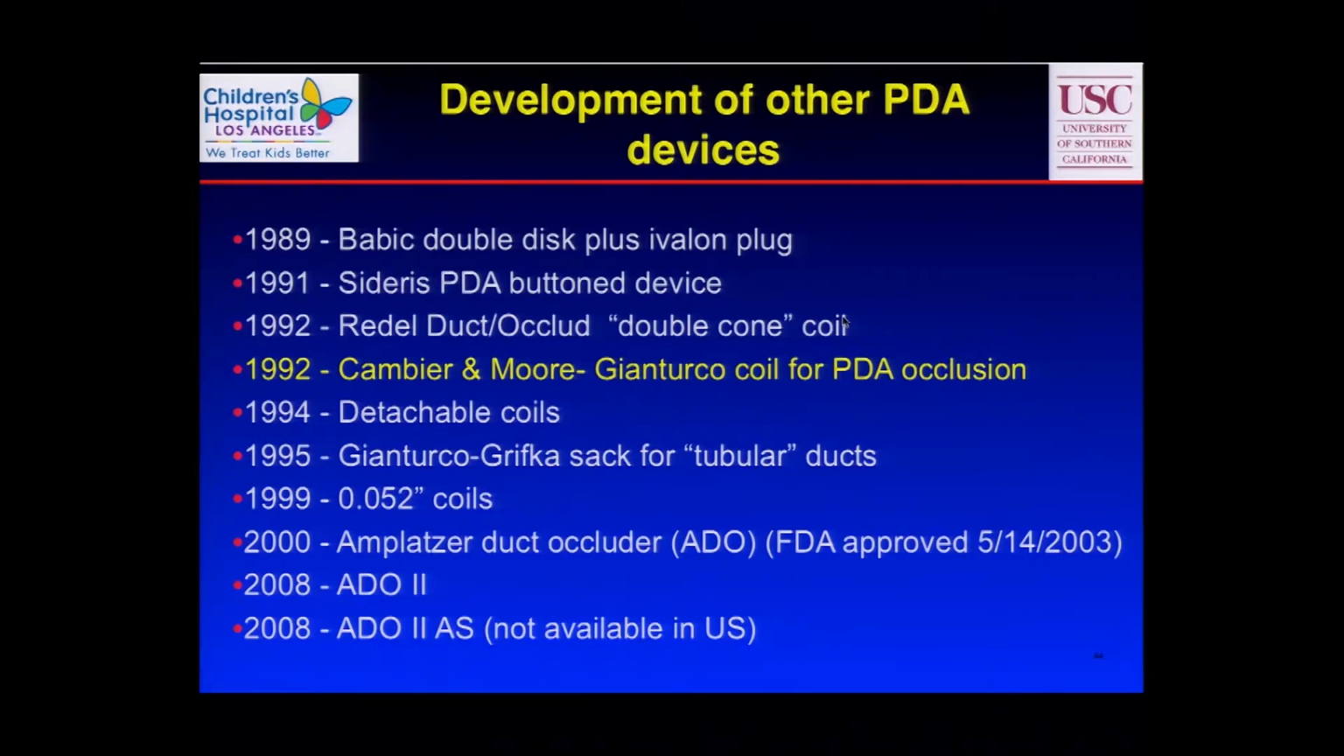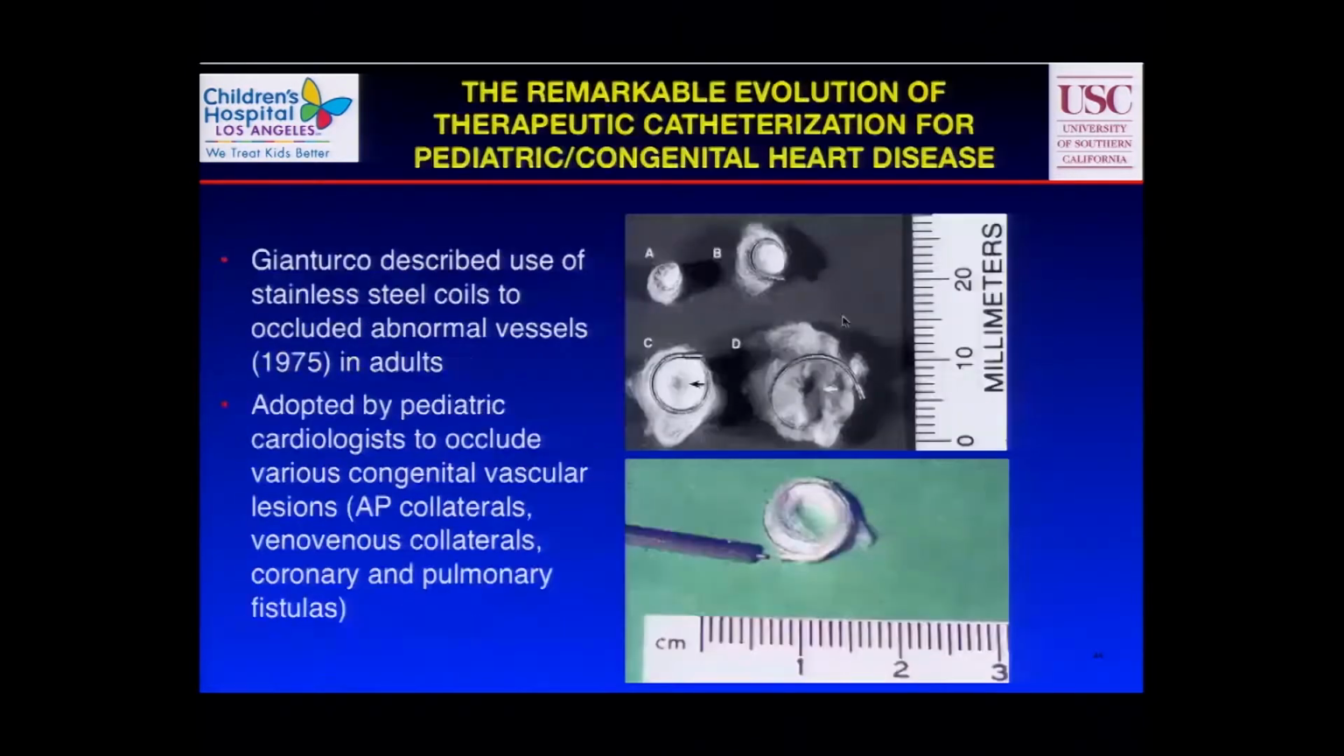Since then, many techniques were used to deliver the coil, including detachable coils. We'll talk about the Grifka sac, and then finally the Amplatzer device, which you guys are all familiar with. So here are some of the coils. It's made out of stainless steel. It's got Dacron fibers. Now the metal has been changed so that it's MRI compatible.